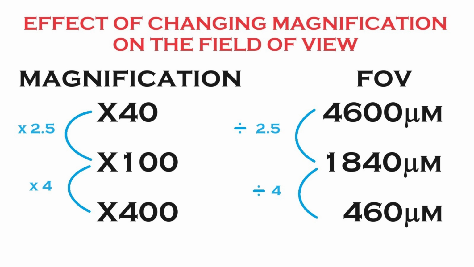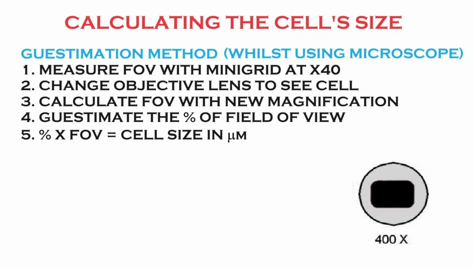So a tenth of 4,600 is 460 micrometers. All right, so when we're looking down a microscope, we need to be able to calculate the size of an image. So I've got these steps for you. Measure the field of view with a mini grid at times 40. Decide what objective lens you want to see the cell. Then calculate the field of view with the new magnification. Then guesstimate the percentage of the field of view taken up by the cell, and then multiply the percentage taken up by the cell by the field of view, and that will give us the cell size in micrometers.